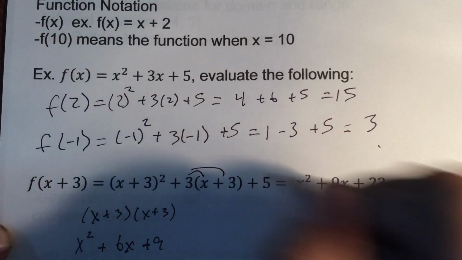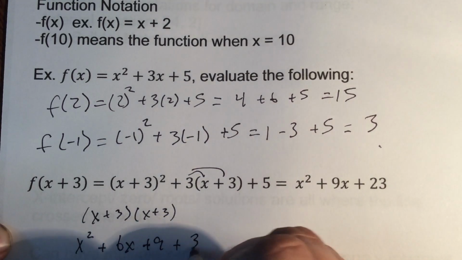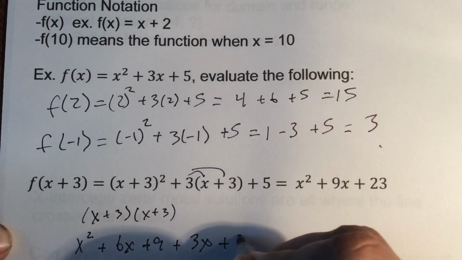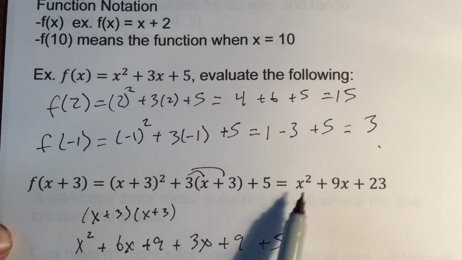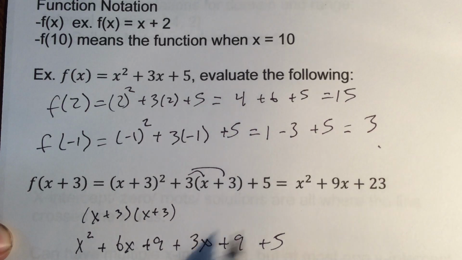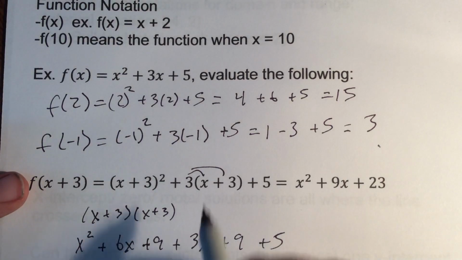Here, this would have to be distributed in. So plus 3x plus 9 plus 5. So that's where the x squared, 6x, 3x makes 9x, 9 and 9 is 18, plus another 5 is 23. So that's where they're getting that all.